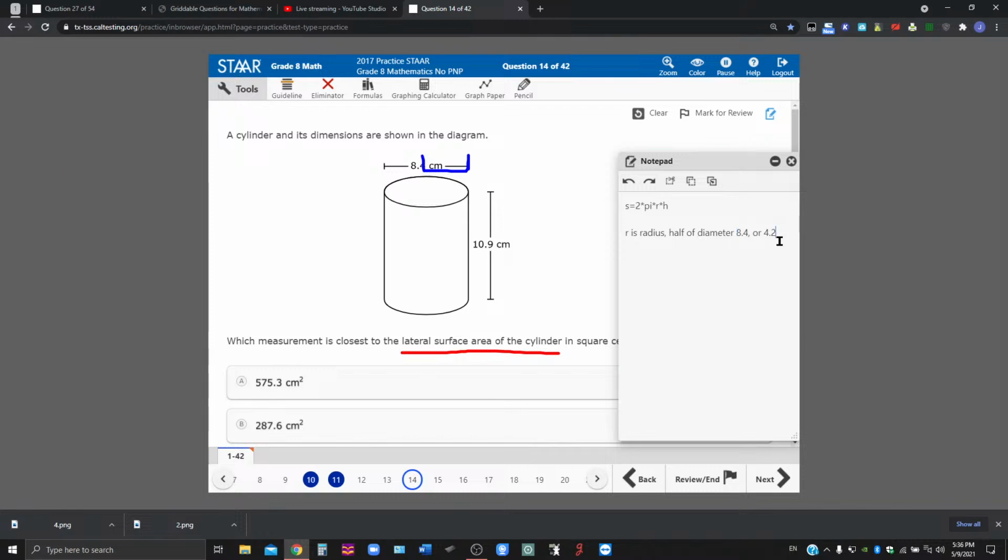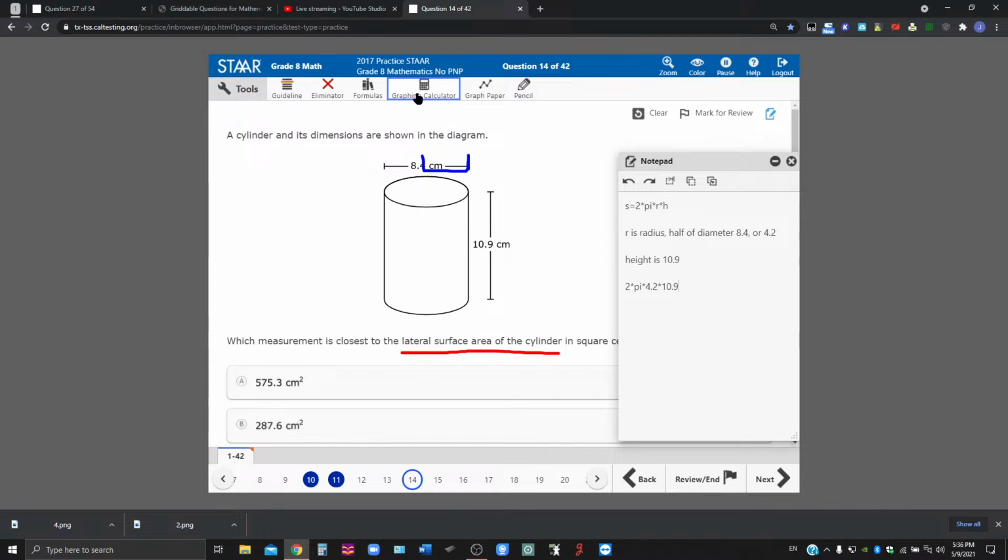And the height is given to us as 10.9. So therefore, what we are going to do is 2 times pi times 4.2 times 10.9. Right, and here we can use the calculator.